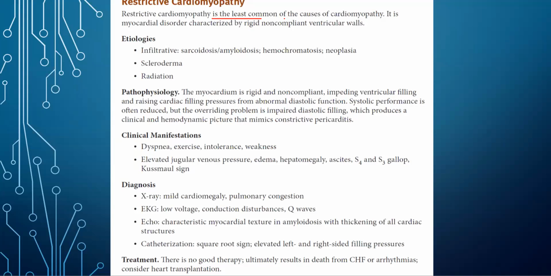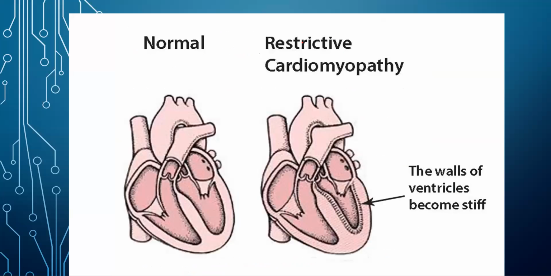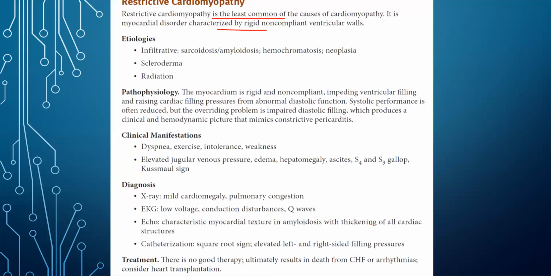Restrictive cardiomyopathy is very rare, the least common cause. In this case, restrictive means the heart myocardium becomes rigid. And when it becomes rigid, it does not relax. So it becomes stiff like this. Okay, so it does not relax, it does not contract properly. So it just loses elasticity.